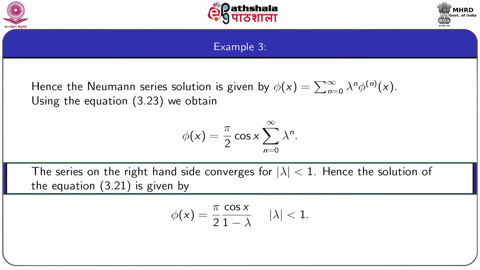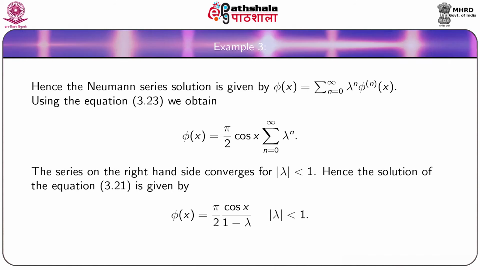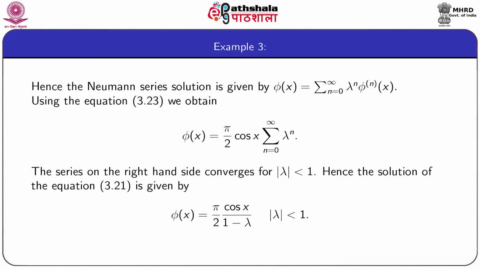Now, the series on the right hand side, that is summation n equal to 0 to infinity λⁿ, converges for |λ| less than 1, and the sum is equal to 1/(1 − λ). So, the Neumann series solution of the given integral equation is given by φ(x) equal to π/2 cos x divided by 1 − λ, and this solution is valid for |λ| less than 1.